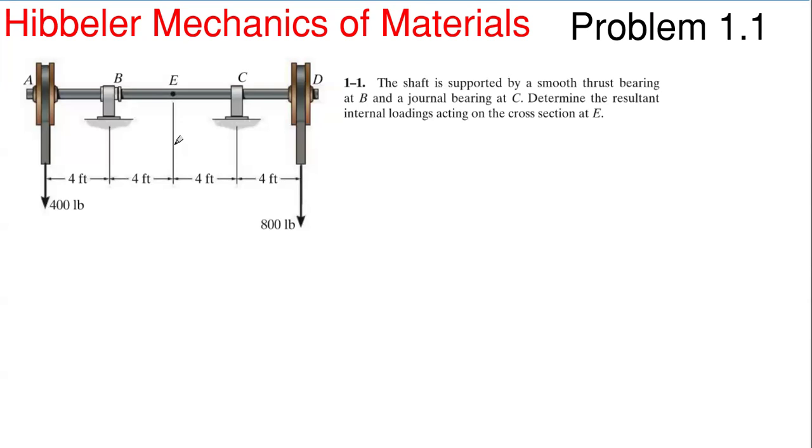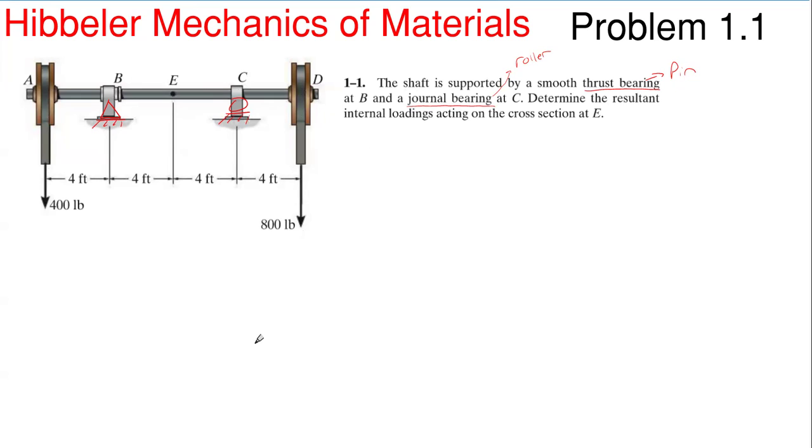A few things that we have to note here is that we are in a 2D system. So when we are in a 2D system, a thrust bearing, we can model that as a pin support, and a journal bearing in a 2D system, we can model as a roller support. So since I have a thrust bearing at B, I can just model that as a pin. And then C over here, since we have a journal bearing, we can model that as a roller in our 2D system. And then, of course, we have our applied force of 400 pounds here at A, 800 pounds here at D, and we are tasked with finding the internal forces here at E.